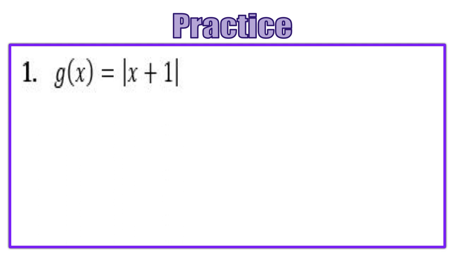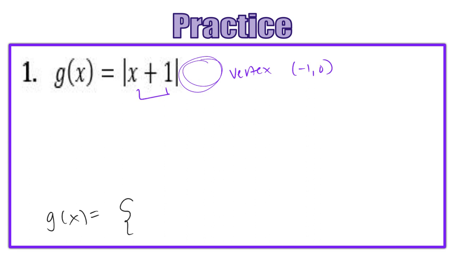So pause the video if you're ready to work on your own. Otherwise, listen along with me. Okay, so the vertex for this particular graph is going to be at -1, 0, because -1 would make the inside 0, and there's no vertical transformation moving us up or down. So in our piecewise function, when we're eventually going to write that, this is going to be for x less than or equal to -1 and for x greater than -1.